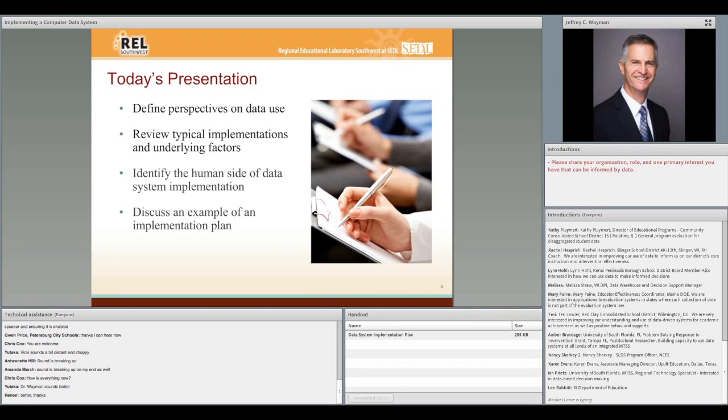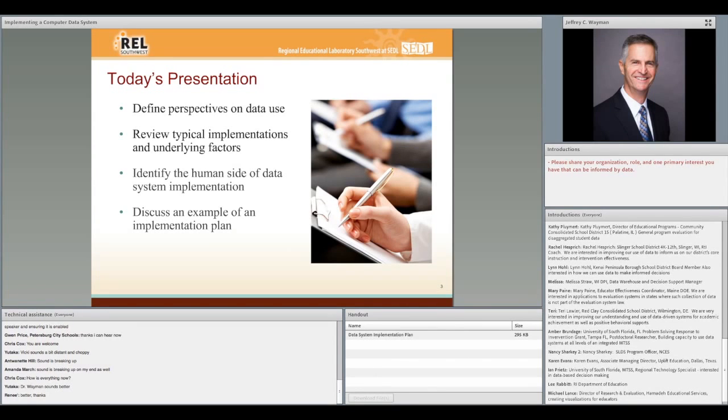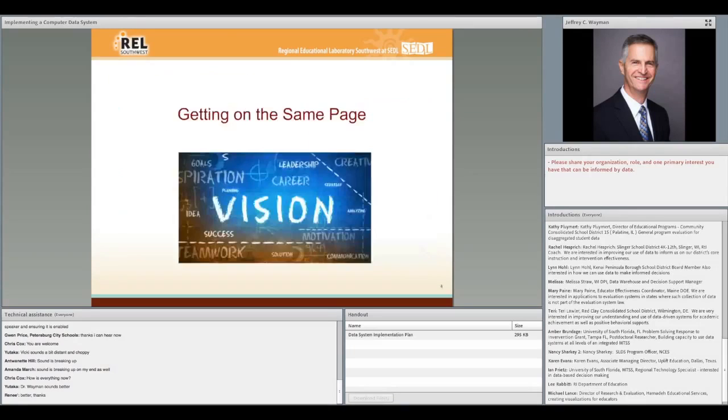So what we're going to start with is we're going to first define some perspectives on data use. We'll get on the same page. After we work to get on the same page, I'm going to review the typical implementations that we've seen in schools and districts and talk a little bit about why those happen as they do. Then I will identify some characteristics of the human side of people issues that we need to be paying attention to. And finally, we're going to spend the last part of the webinar on an actual implementation plan. So I think you'll want to stick around for that.